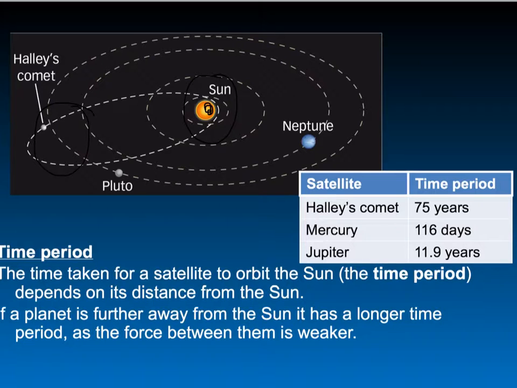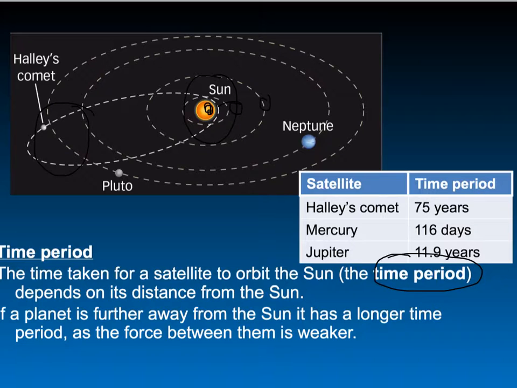So planets that are closer to the Sun, so Mercury, Venus, Earth, Mars, they have a shorter time period than the planets that are further out. So what that means is the ones that are closer to the Sun will move faster, and their time period, or the time it takes them to do one orbit, is a lot shorter than if they were further away from the Sun, so in that weaker gravitational field strength.